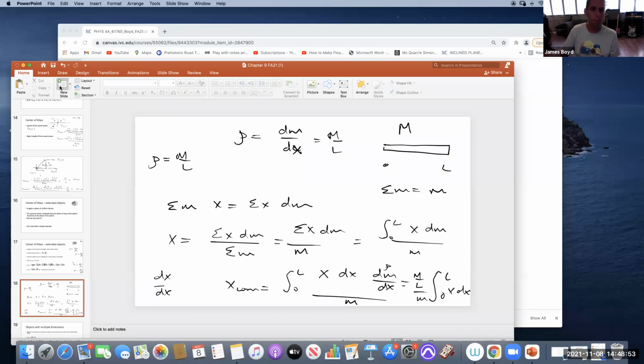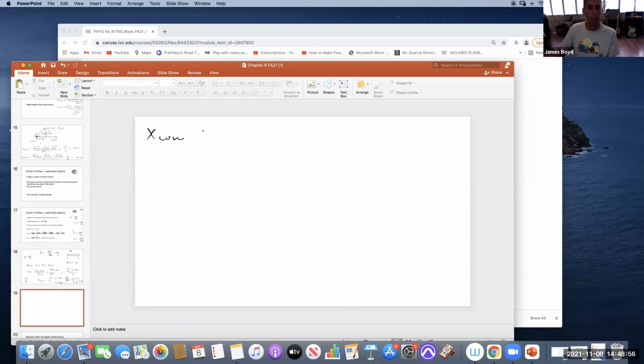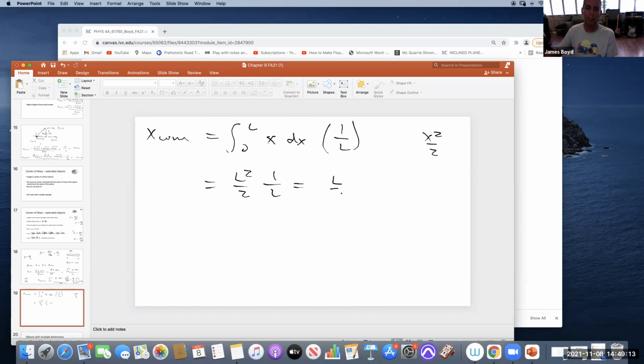What does this become? X center of mass is the integral from 0 to L of x dx times 1 over L. This integral is x squared over 2. So what do we get? We get L squared over 2 divided by L, which is L to the half. This is from 0 to L, right? And what that means, after doing all of that really hard stuff, is that if we have a rod of length L, right here at the center, at L to the half, is our center of mass. We proved it with an integral.